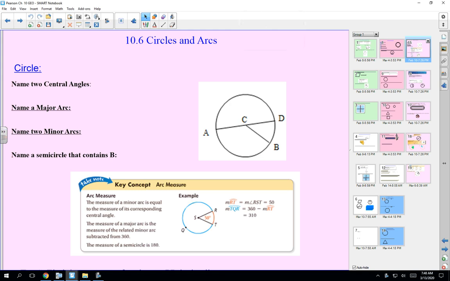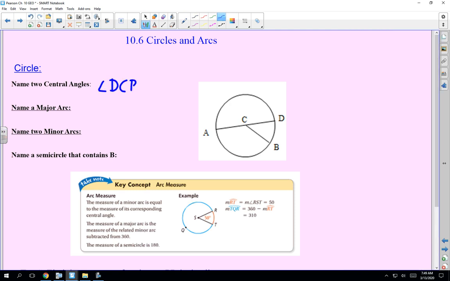Here we're looking at circles and arcs. This is 10-6. So two central angles, looking at the picture over here. We've got one central angle would be angle DCB, and the other one would be angle ACB.